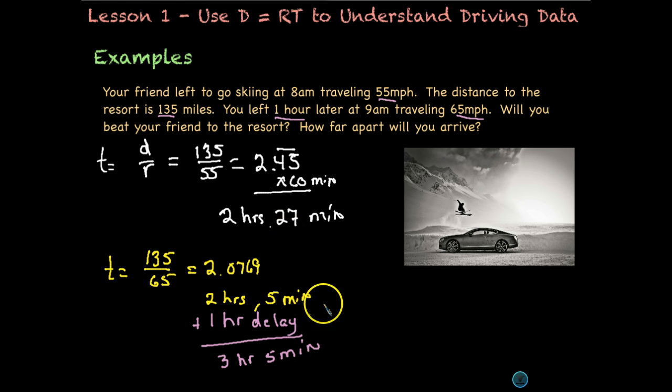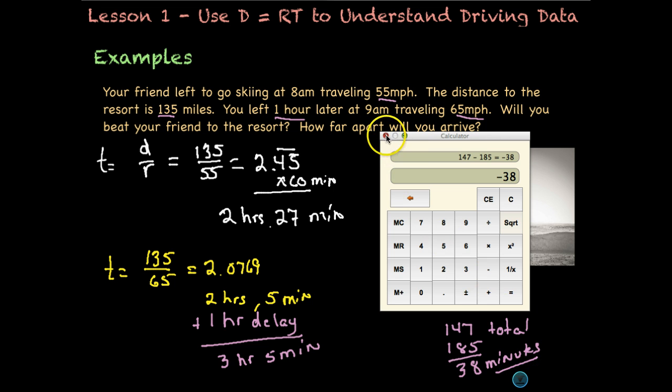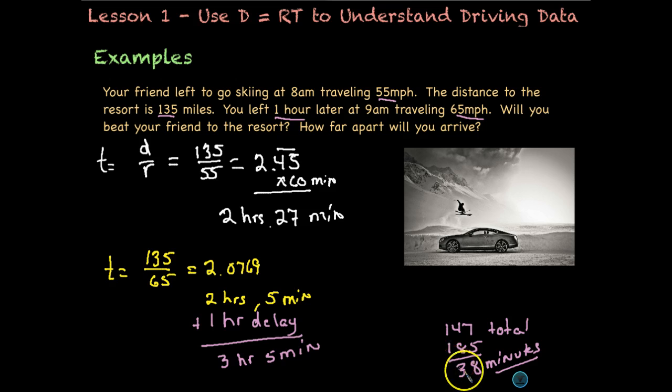Well, that can be difficult to subtract because we have hours and minutes. Sometimes it would be easier just to put it all in minutes. Well, 2 hours is 120 minutes plus the 27 minutes means that it took your friend 147 minutes total. And you took 3 hours, which is 180 minutes, plus 5 is 185 minutes. So let's subtract that. And that means it took you an extra 38 minutes to get there after your friend arrived. So what happened? Your friend arrived, and 38 minutes later, you arrived. And that's how you solve these types of problems.